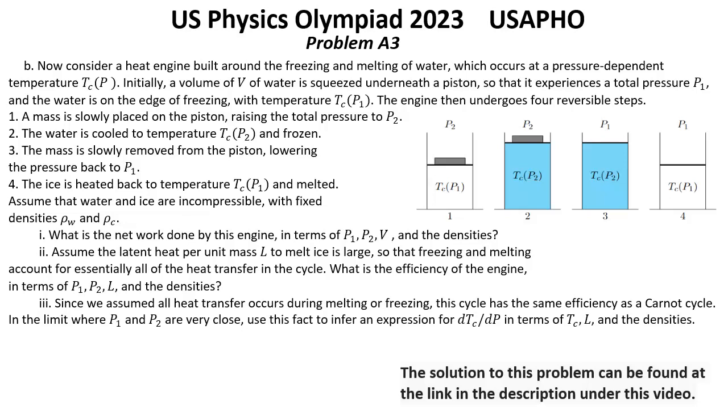Third question. Since we assumed all heat transfer occurs during melting or freezing, this cycle has the same efficiency as the Carnot cycle in the limit where P1 and P2 are very close. Use this fact to enter an expression for delta Tc over delta P in terms of Tc, L and the densities.